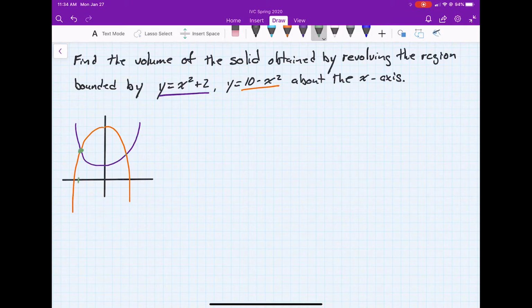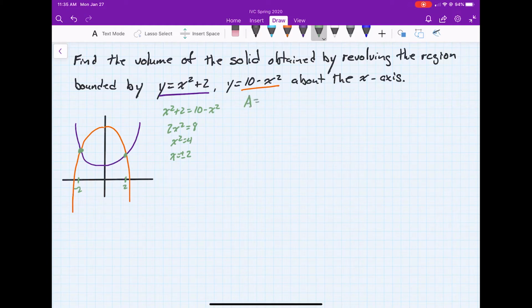So we need to figure out what these cross points are, so we can figure out the range of our domain here, so we can figure out our integral. So we just set them equal to each other, and as you can see, we end up with x squared equals 4, and then x is equal to plus or minus 2. So this is negative 2, and this is positive 2. Pretty simple on that part of it.